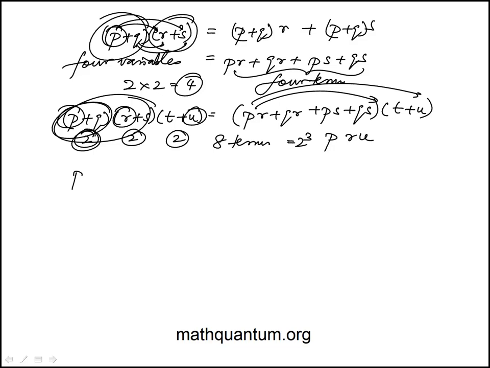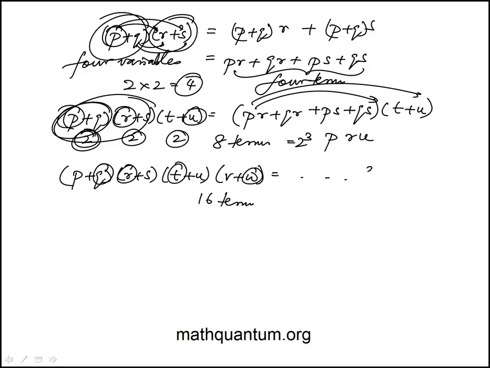What about if we have 4? So if we have p plus q times r plus s, t plus u times v plus w, that's going to have 16 terms. And examples would be q. Let's say I selected q here, r, t, and w. So you will get terms like these depending on which ones you specifically select.